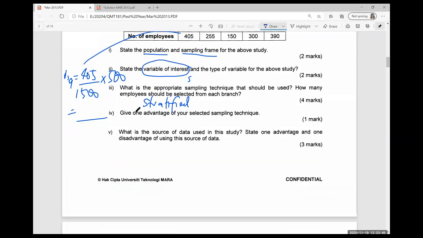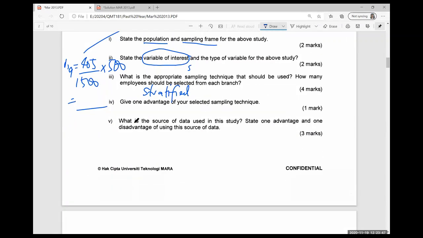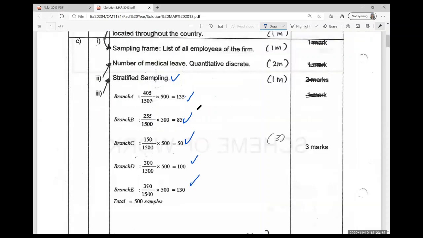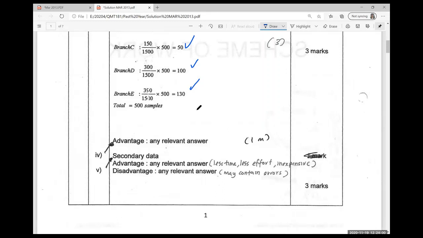Then, give one advantage of the selected sampling technique. You can just give any advantage. And what is the source of data used in the study? State one advantage and one disadvantage. Again, this also depends on the situation, so you can give any relevant answer. It's not just one answer. That's why in the answer scheme, they say any relevant answer. That means any answer that is relevant and rational can be accepted.